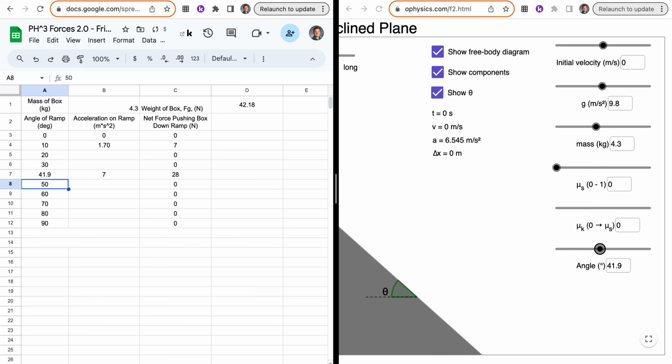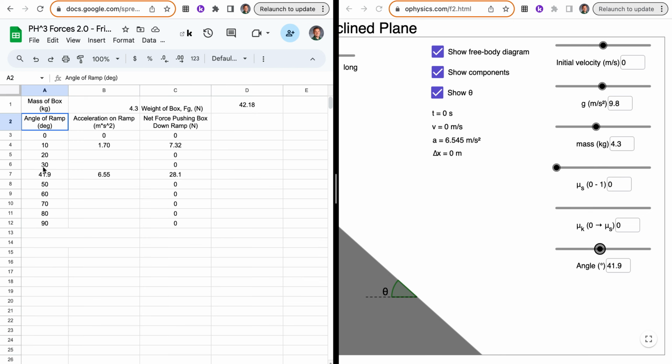I'm going to go out to at least 1 decimal place. 3 sig figs for these. And that's what I got, okay? And so you're going to do that for all of them. That shouldn't take super long.